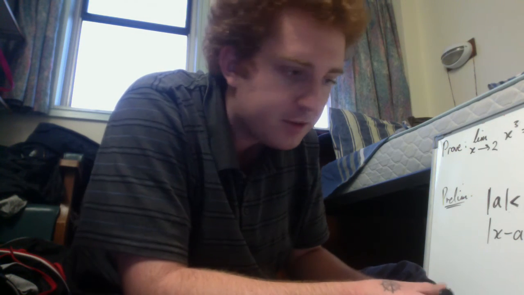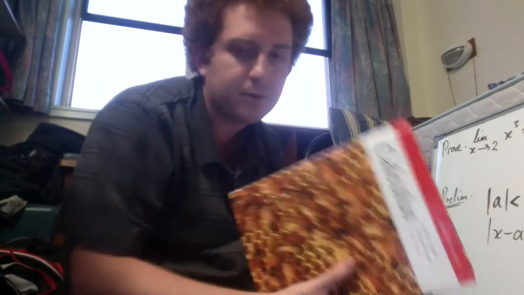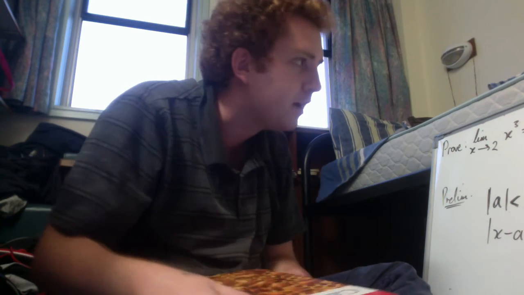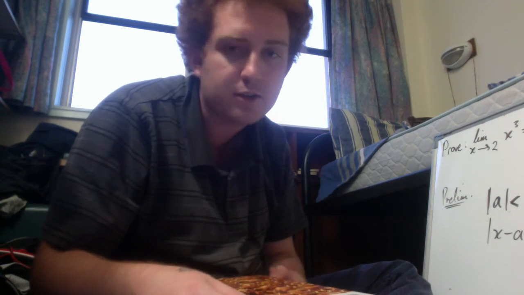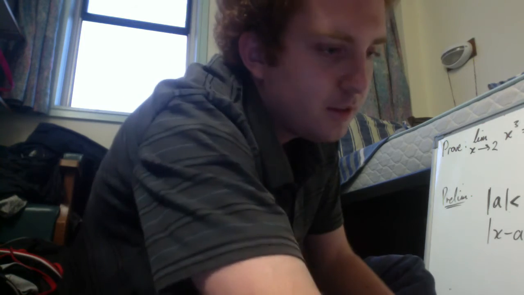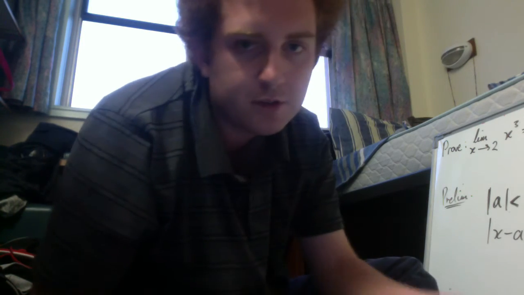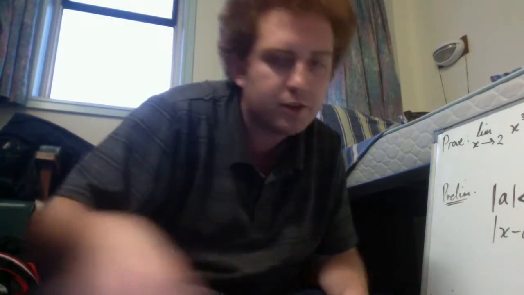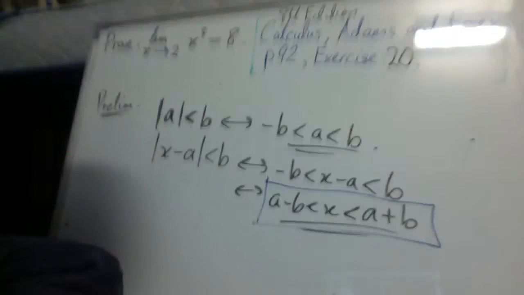Here's another epsilon-delta proof. This time it's from the same page, page 92, exercise 20. So this proof is somewhat more difficult than the previous one. It requires a new concept.